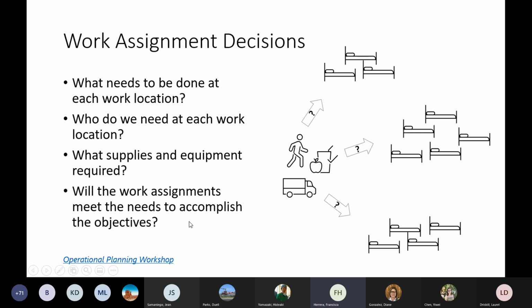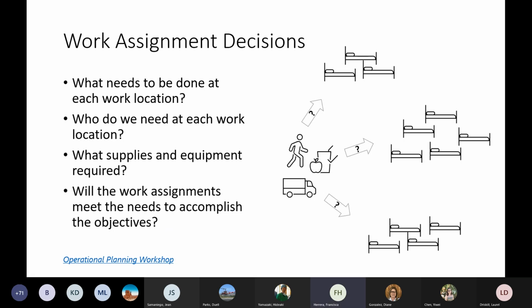So again, ultimately, your work assignment document, the 204, captures the following decisions that were made. What needs to be done at each work location? Who do we need at each work location? What supplies and equipment are required? And probably most importantly, will those work assignments meet the needs to accomplish the objectives?